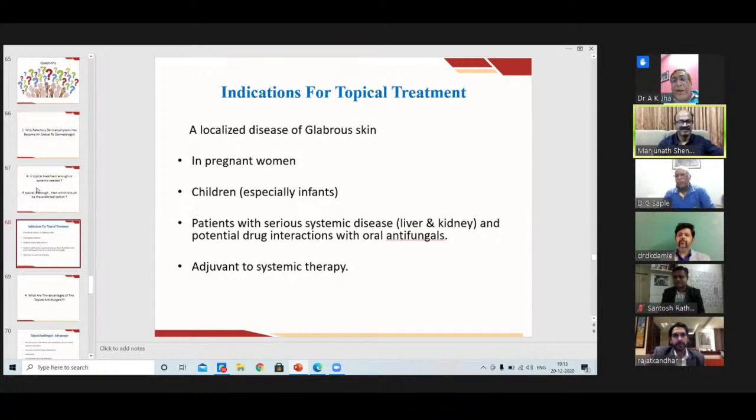You have given all the indications. In your practice, since you are an authority on this, what is the percentage of cases where you decide to go only for topical therapy? Suppose you see 100 patients a day of fungal infection. How many of them do you put on topical therapy alone? Less than 5%, sir. And all these are pregnant women, infants, or patients with hepatic disease.